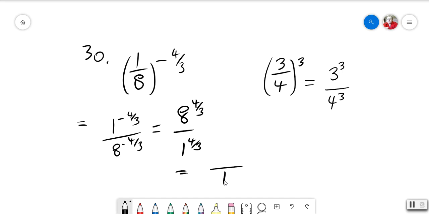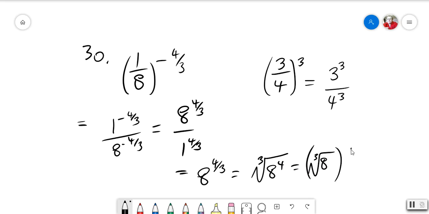The bottom is easy. 1 to any power is always 1. Easy peasy. And in fact, since it's over 1, that means it's a whole number. I don't even need to write it as a fraction anymore. There's no point to do that. So basically what I've got is 8 to the 4/3 now. Well, that's easy enough. I rewrite it as a root, the cube root of 8 to the 4th, which is the cube root of 8, the whole thing to the 4th. Cube root of 8 is 2. 2 to the 4th is just 16. So I hope I've shown you how these are not as intimidating as they look.